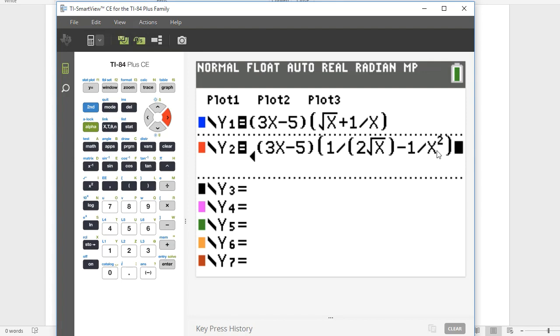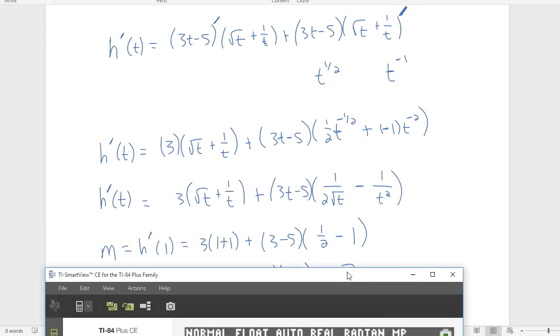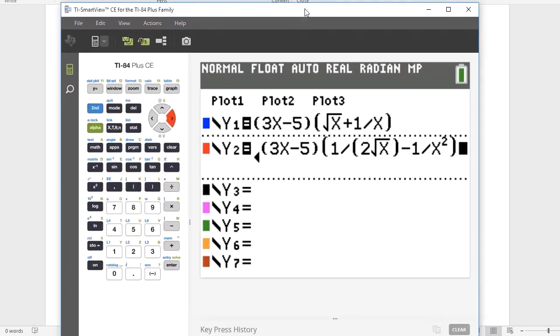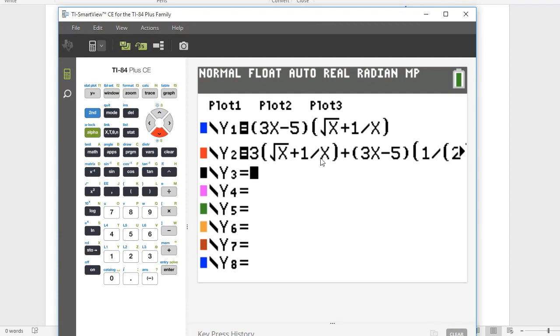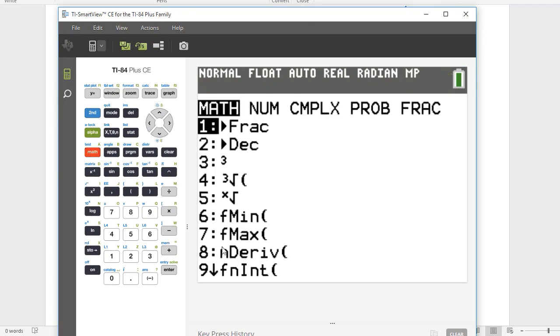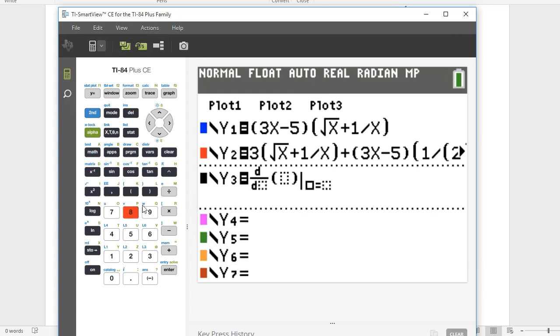And again, this denominator has t squared, which is really just one term, right? So I'm just not going to encase that in parentheses. It's not necessary. Now what I'm going to do is have the calculator find the derivative of the first equation. I'm going to hit math, and I'm going to choose number 8, the numerical derivative.